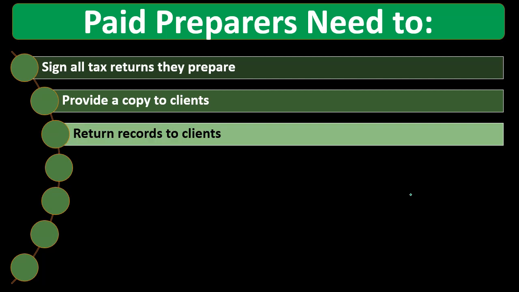They should have a copy of the return and records returned to the clients. So when we get the information from the clients, records such as W-2s, 1099s, and so on and so forth, those are not our information. Those are the records of the clients. And we want to make sure that we give that back to the client. Now, we may want to make copies of that supporting documentation. However, we want to provide that information back along with the return.